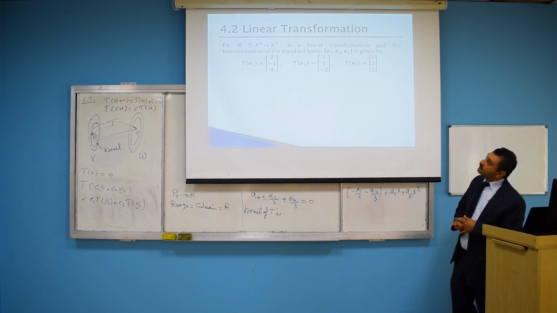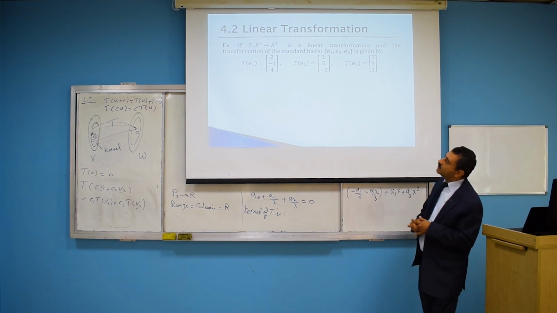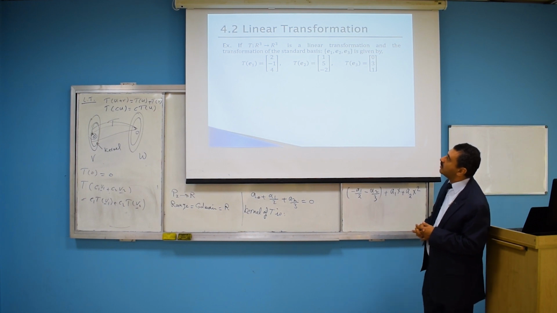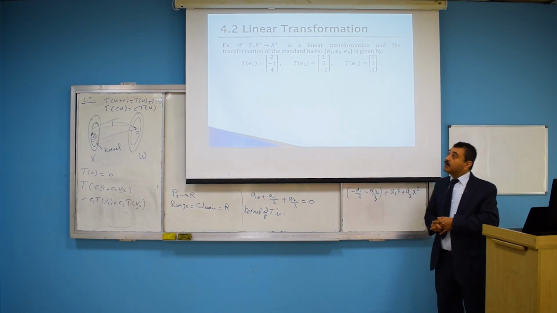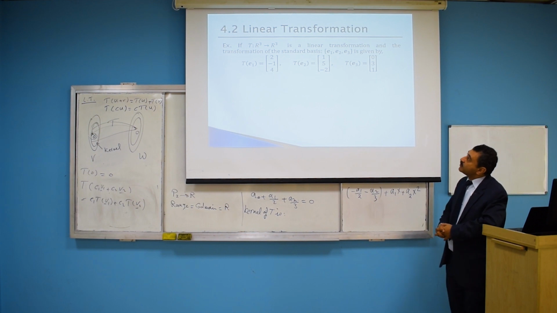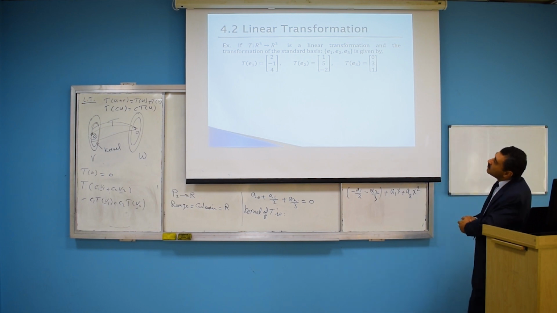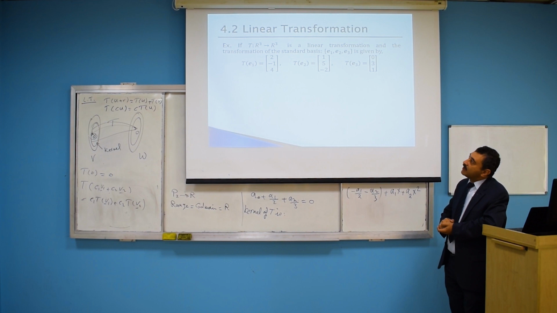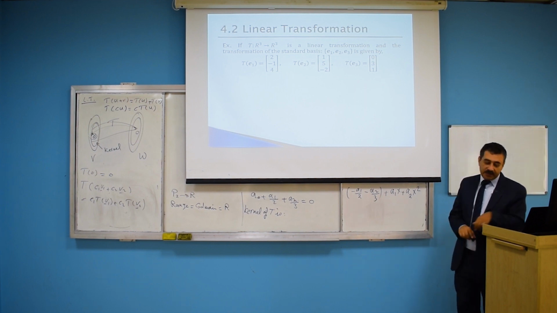Let's have a look at this example. If you have a transformation from R3 to R3, and you know the transformation is linear, and you know the transformation of the standard basis, which are E1, E2, E3, the columns of the identity matrix. So if you know the transformation of the standard basis in R3, we want to write the transformation matrix.